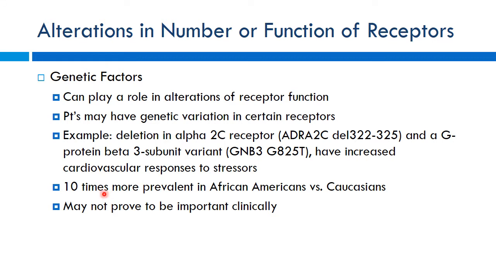And what you end up finding is this particular mutation tends to be 10 times more prevalent in African American patients than you would see in Caucasian patients. And in a lot of cases, this may or may not be clinically relevant, but just know that some patients are going to have inherently different responses to drugs based on some of their genetic makeup.